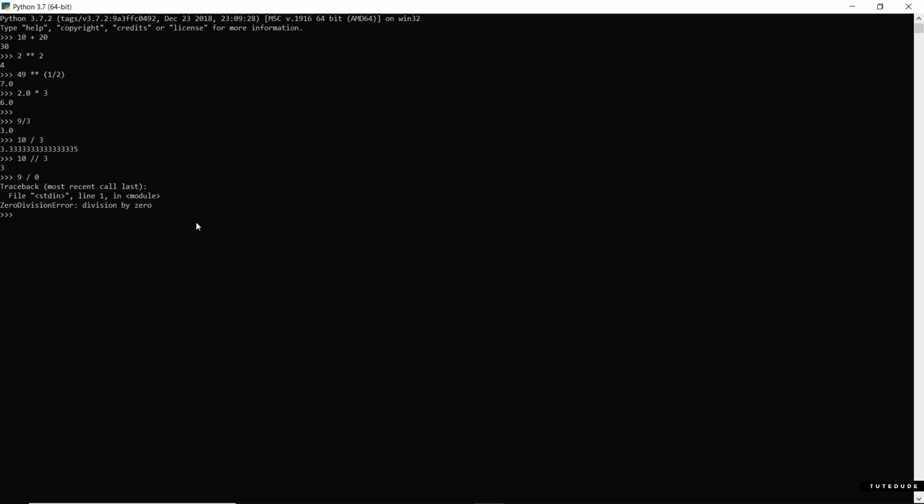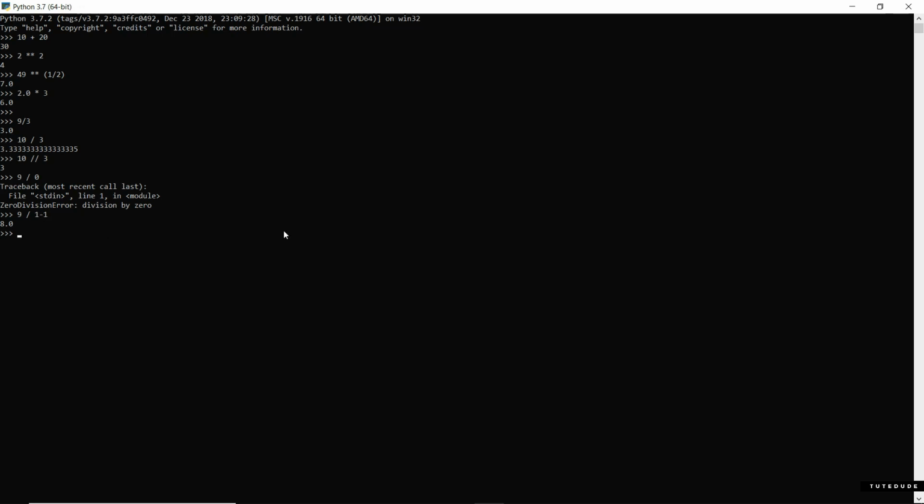Let's try another example, like 1 minus 1. What will be the answer for this? Can you guess? It won't give a zero division error. You know why? It uses the BODMAS rule. That is, initially it divides, and then it subtracts. So we'll have the answer as 8.0.